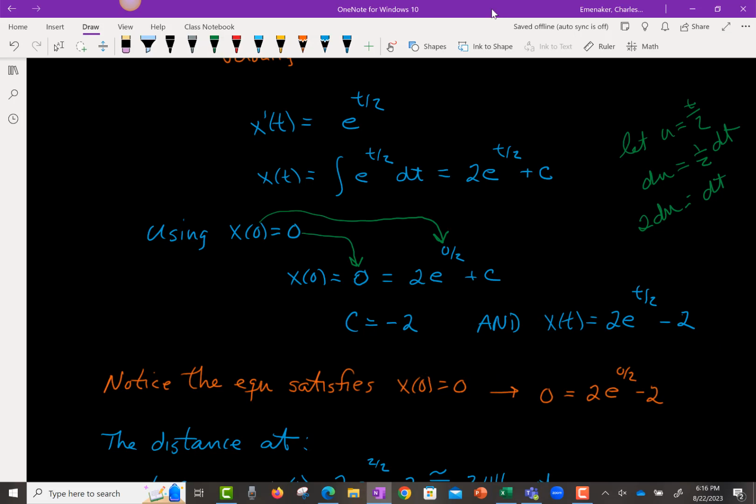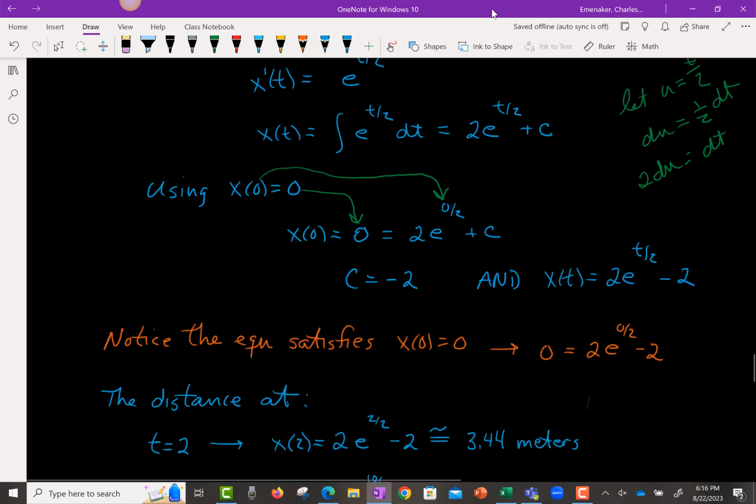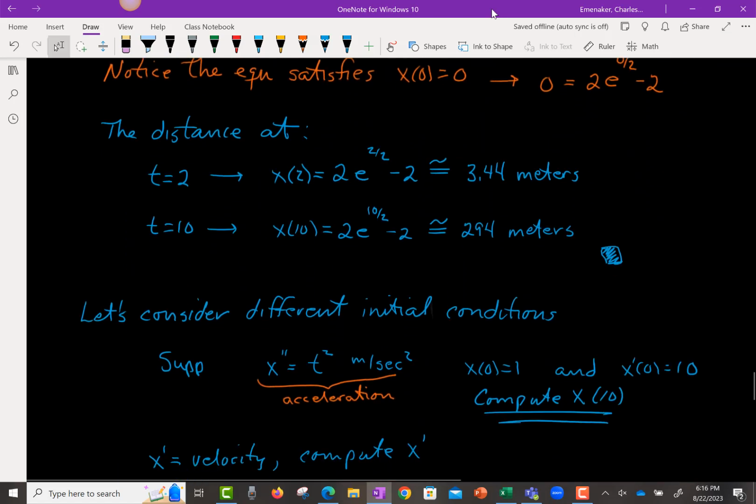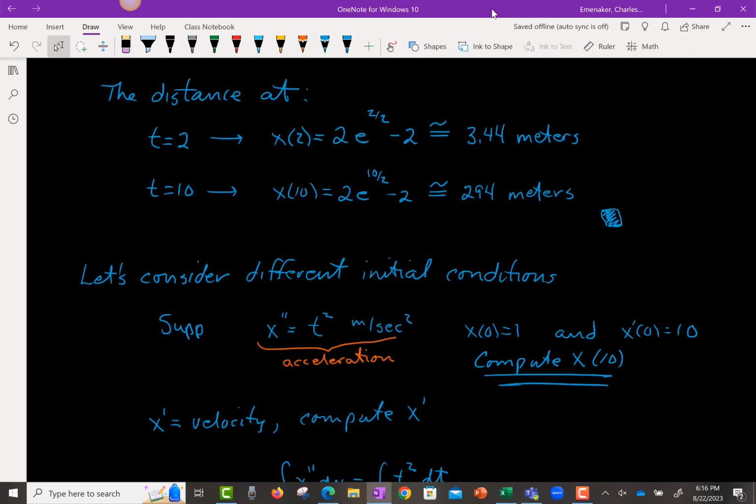So what this does is it allows us to check, and yes, our initial condition does satisfy the equation, and the equation works with that initial condition. The question that we're asked here is, what is the distance traveled in 2 seconds and at 10 seconds? Well, the nice thing here is that we can go ahead and substitute t equals 2 into each equation.